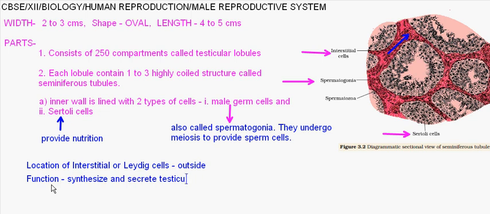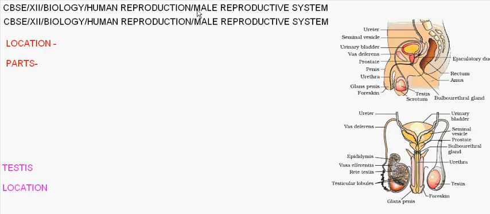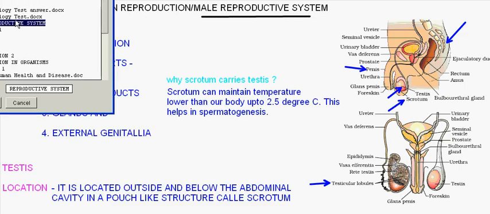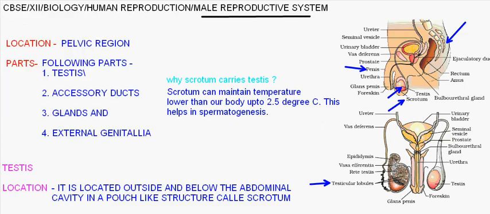Now coming to the next part, accessory ducts. In the first page, you can see the accessory ducts. Four accessory ducts are there. In this second image, you can see retrotestis is one. I'll show the locations also. First one is retrotestis, then vasa efferentia, epididymis and vas deferens. These four are collectively called accessory ducts, or you can say in the male reproductive system four accessory ducts are present.